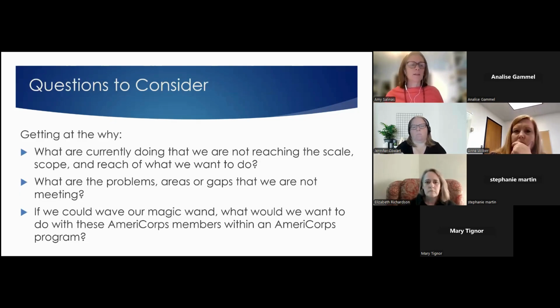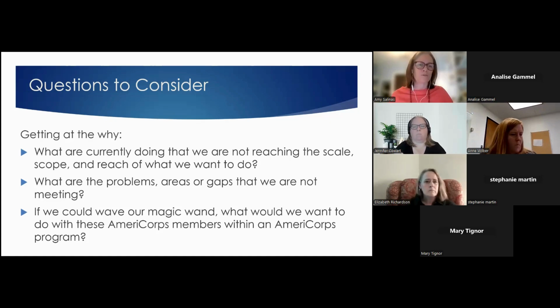And as a reminder, for those of you thinking about new potential programs at your organizations, it's really important to think through the questions that I'll briefly go through again that we shared last week, because that will also inform your logic model. What are you currently doing that isn't reaching the scale, scope, and reach of what you want to do? Maybe you're doing something in your organization, but you're only able to serve a certain number of individuals and you want to do more, or you're only able to do this level and you want to dig deeper. What are the problems or gaps that you're not meeting?